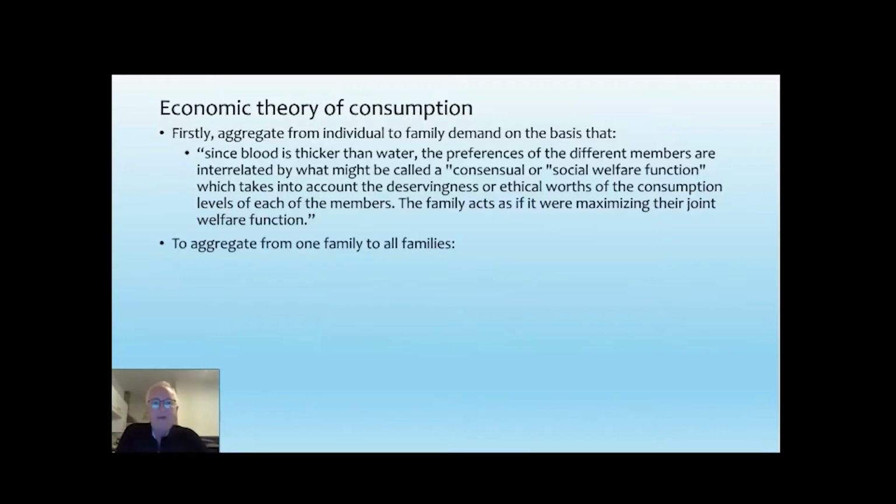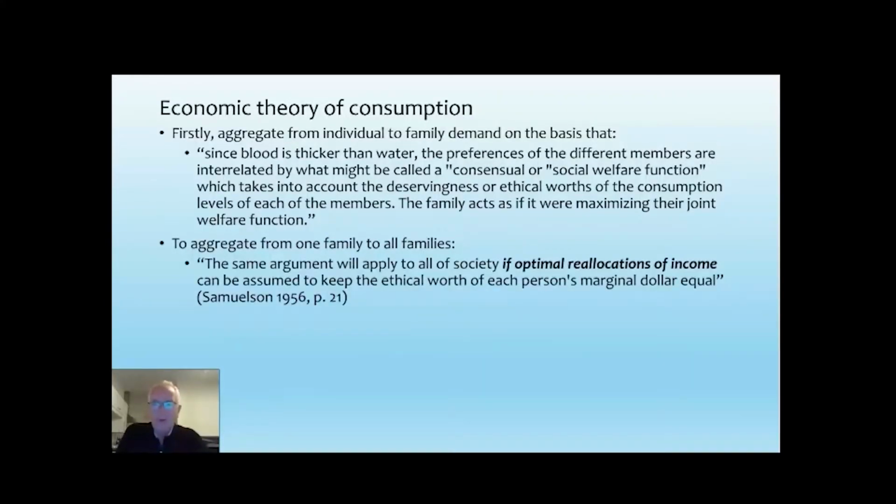And then to aggregate from one family to another, and this is where you just go, what on earth are you smoking? The same argument will apply to all of society if optimal reallocations of income can be assumed to keep the ethical worth of each person's marginal dollar equal. In other words, for capitalism to function the way we think it does, there has to be a benevolent social dictator reallocating income before consumption occurs, and everybody's happy about the reallocation. This is American. Just crazy.